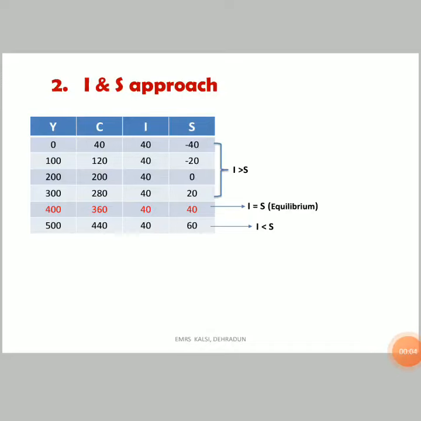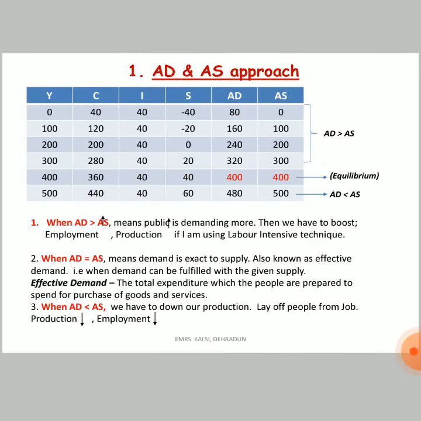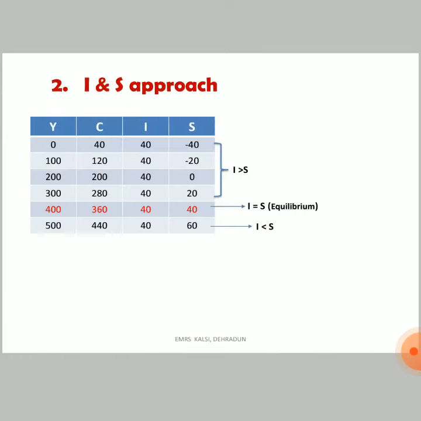Hello everyone. So in today's video we will see the second approach of determining the equilibrium in the economy. So our second approach is investment and saving approach. Okay, and it is also called I and S approach. Earlier the first approach was the AD and AS approach. Okay, and the second approach is I and S approach.